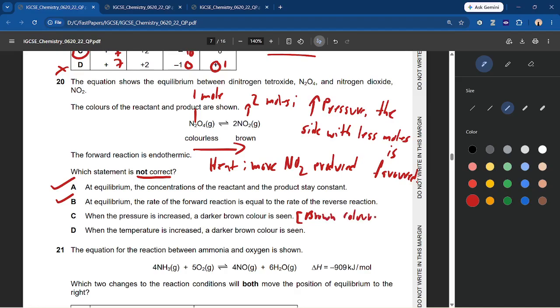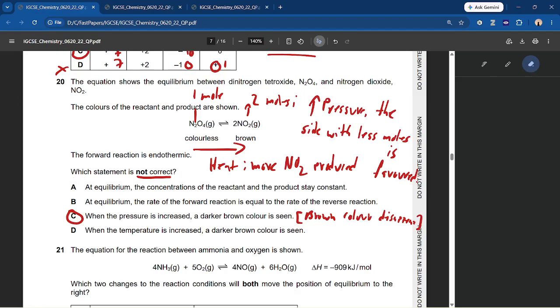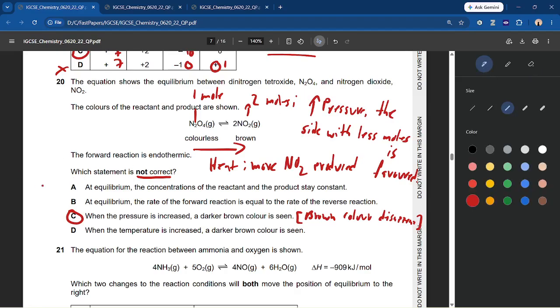Brown color disappear. So as a result, this is the wrong statement, and so this is the answer. When the temperature is increased, darker brown color is seen. So this is correct, because once you add heat... Instead of giving a tick, because it might be confusing to those who just look at the paper, I'm going to cross over here. So this is wrong, this is wrong, and this is wrong.